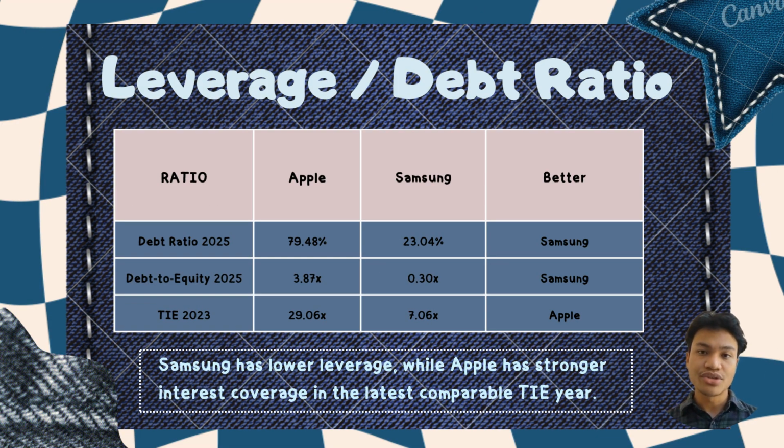For the leverage ratios, Samsung performs better in debt ratio and debt to equity ratio because it relies less on liabilities. In 2025, Apple's debt ratio was 79.48%, while Samsung's was only 23.04%. Apple's debt to equity ratio was also much higher at 3.87 times compared to Samsung's 0.3 times. However, for times interest earned, Apple performed better in 2023, the latest year where both companies can be compared, which is 29.06 times compared to Samsung's 7.06 times.